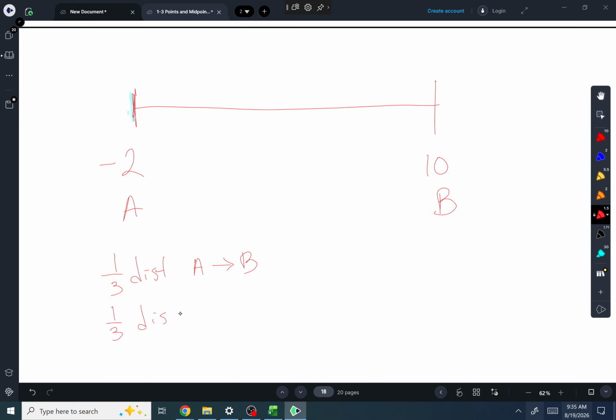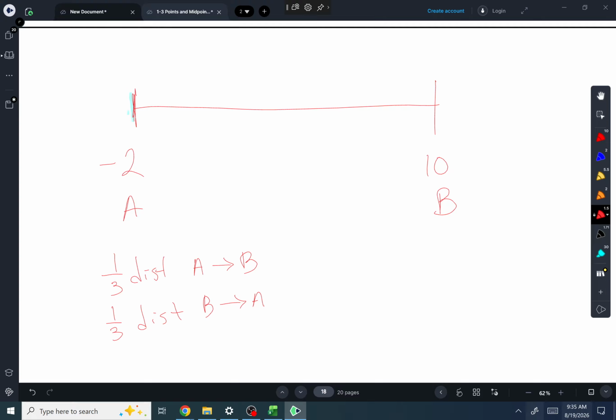Okay? So let's say I have a point here that's at, I don't know, negative 2. And then I got this point here. This is at 10. Okay? And we'll call this point A and this point B. I want to find 1/3 of the distance from A to B. And then I want to find 1/3 of the distance from B to A.